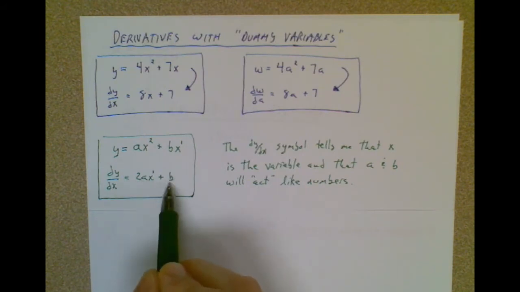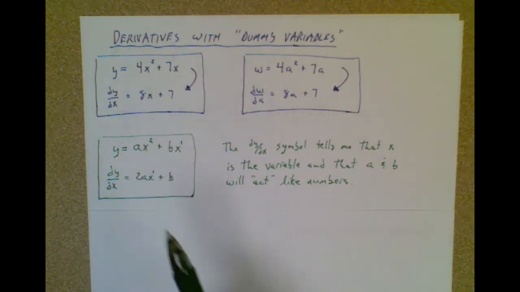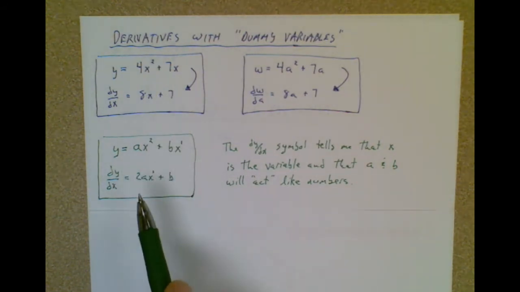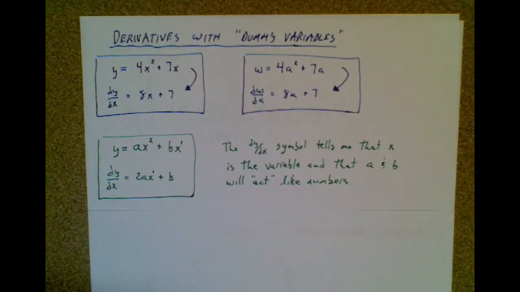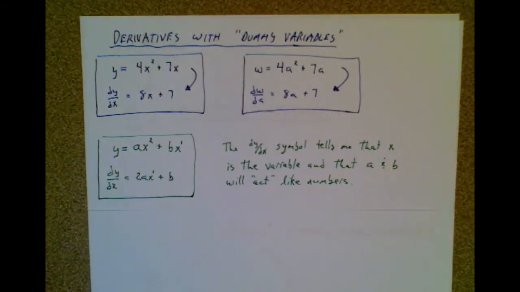So the a and the b act just like the numbers 4 and 7 would have up here, but it takes a little bit more brain power for your brain to treat a and b like numbers instead of variables. So that's why I call this dummy variables. A and b are not really variables, they're really numbers.